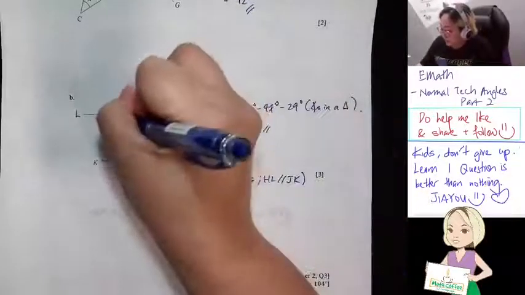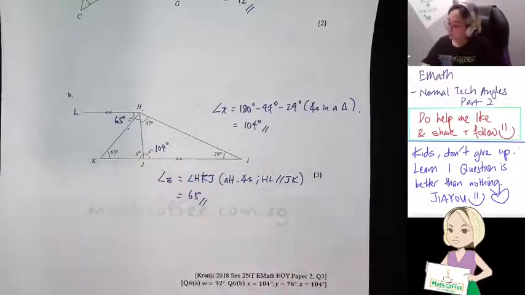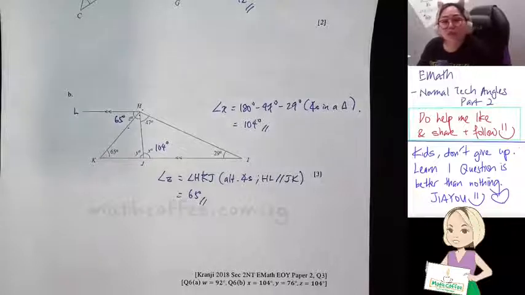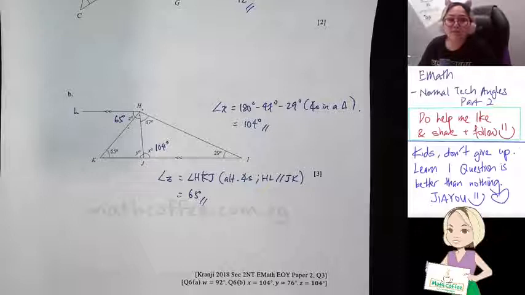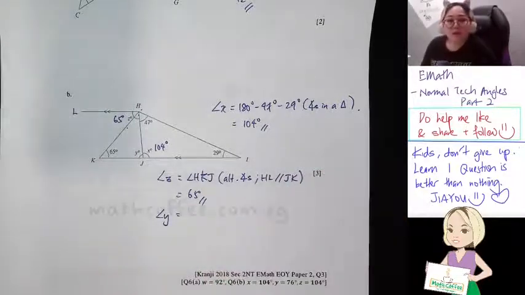Let's update. So this is 65. We are left with Y here. Who can solve the Y? Easy. If you update the diagram with the angles that you found previously, it will be easier for you to find other angles. Angle Y is pretty straightforward. How should we find angle Y? Angle Y equals to what? And what's the reason?